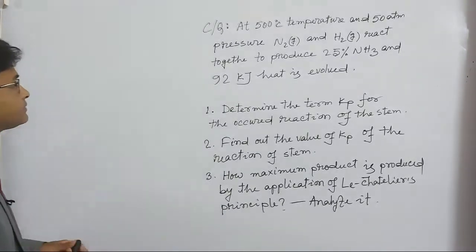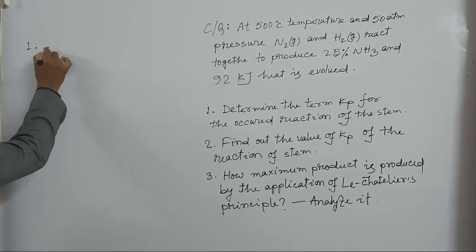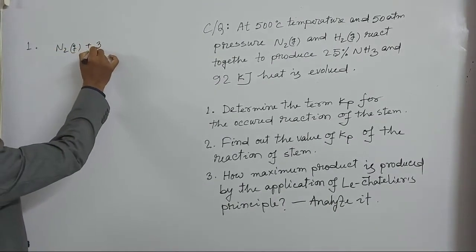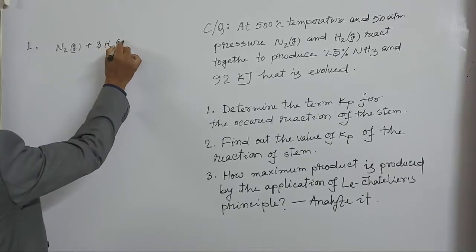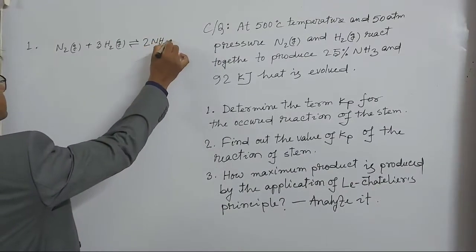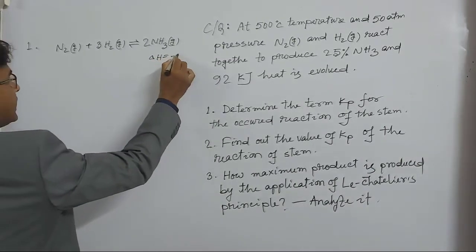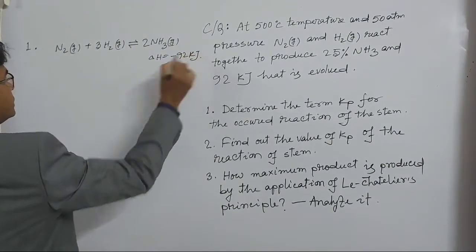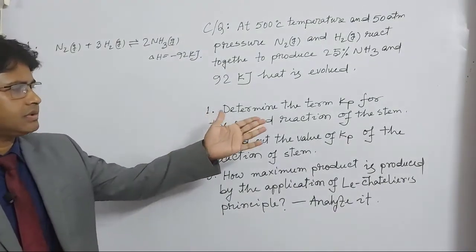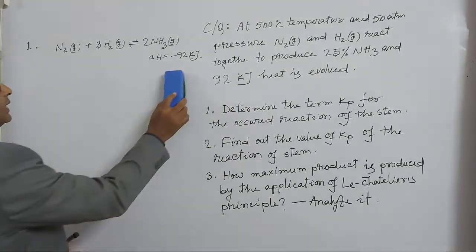Dear students, first you have to write the occurred reaction. Nitrogen reacts with hydrogen to produce ammonia. Here the delta H is equal to minus 92 kilojoule. As I need to determine the term of Kp, here I need not mention the delta H value.